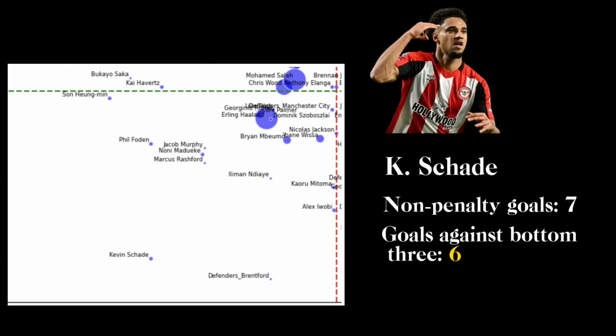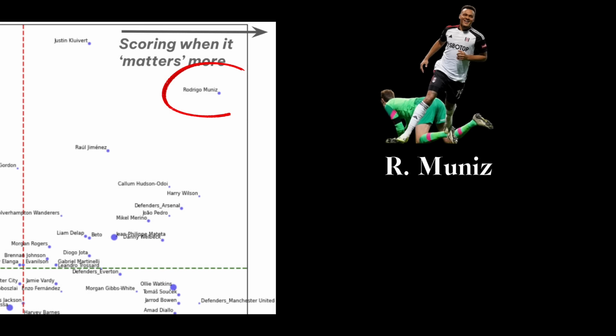Kevin Schade is the lowest player. Of his 7 non-penalty goals, 6 came against teams in the bottom 3, and 3 came in one game against Leicester City. If you're on the right part of the scattergram, the goals you scored influence the games you scored in a lot. Rodrigo Muniz is the player most to the right.